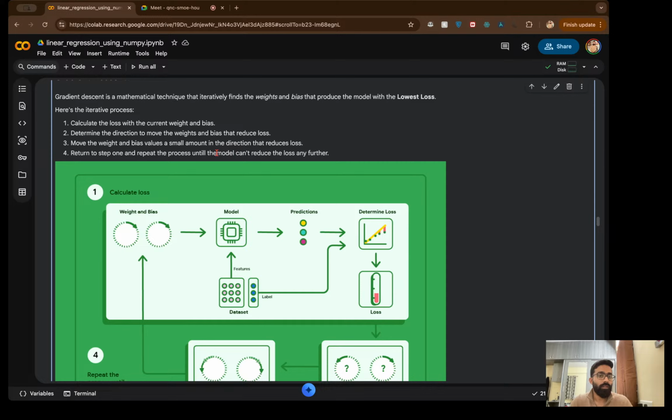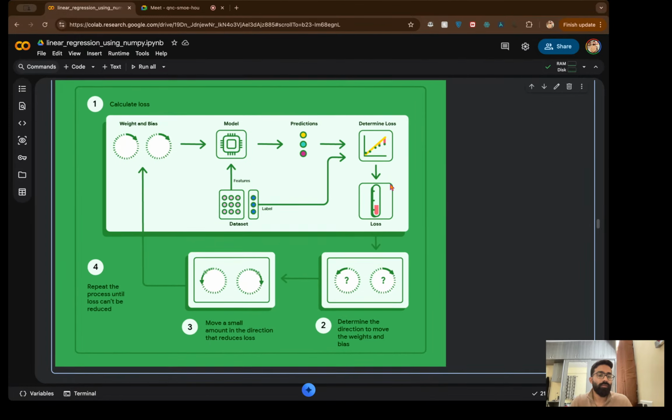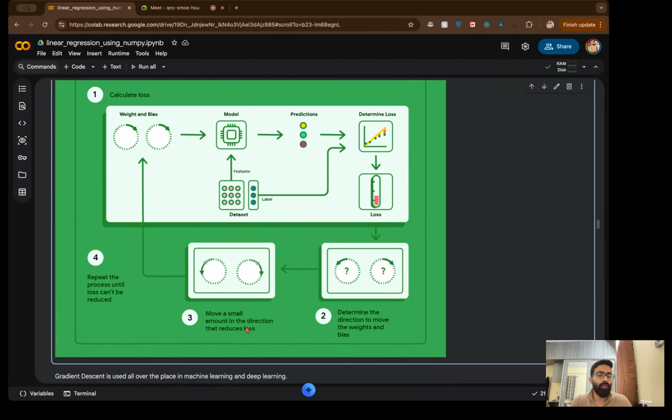That means the model cannot reduce the loss anymore. This is the best it can do. Move a small amount in the direction, and then it will again repeat the process until the loss can't be reduced. This is the fourth step. Repeat the process until the loss can't be reduced.